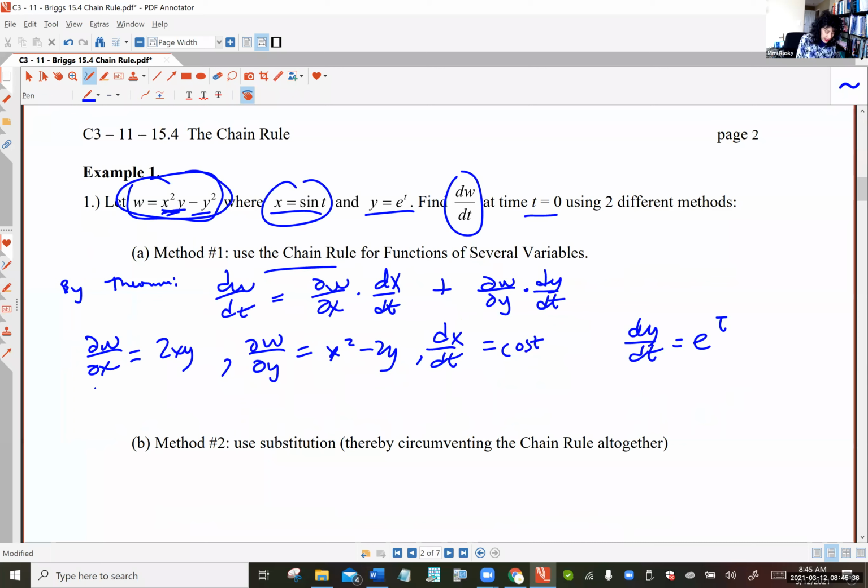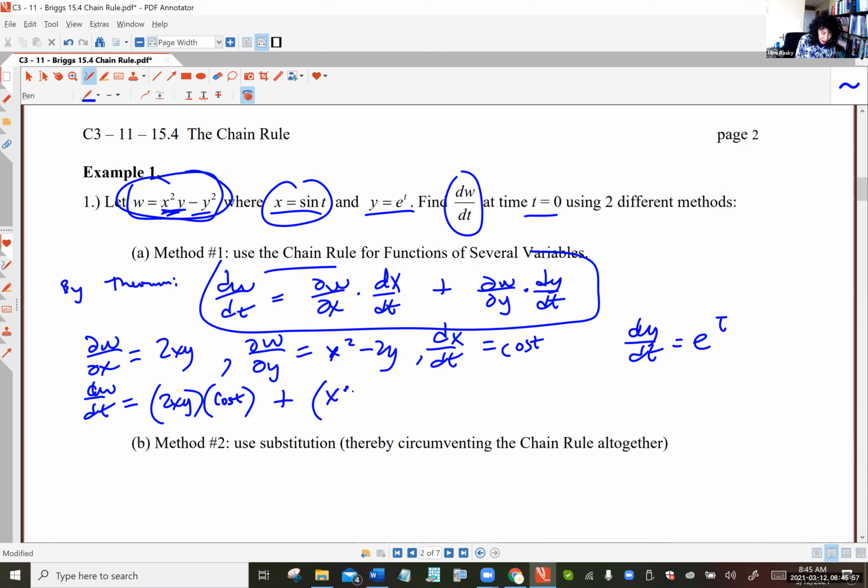Now we're going to put it together. You're not going to like this because this answer will be unacceptable. We have to change it up. What? We did all this hard work for nothing? No, just wait. So you're going to follow this theorem and put it all together. We have dw dx first, that's 2xy, times dx dt, that's cos t, plus dw dy, x squared minus 2y, times dy dt. That's wrong. Oh, wait a minute. You do all this hard work and now you're telling me it's wrong?